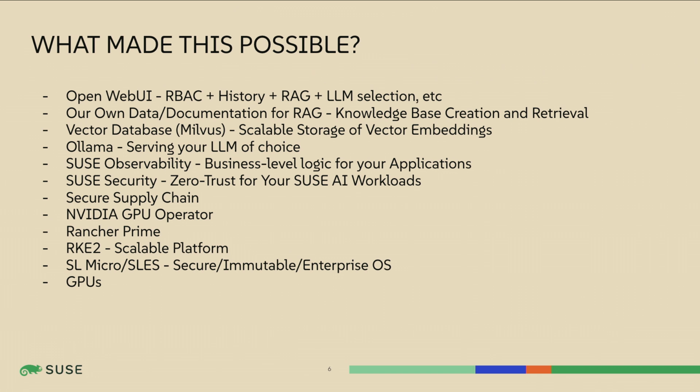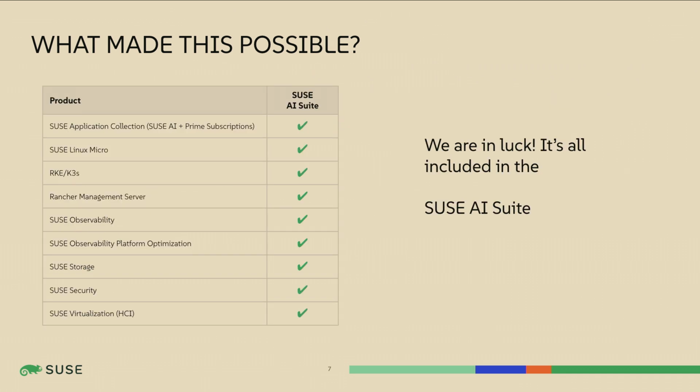And then, so that's our own data, and then Open Web UI, which is what we'll talk about a little bit as well. Now, that was all possible and easy to deploy because we have SUSE AI Rancher Suite, okay? The SUSE AI Suite, which includes all of those components, right? So the virtualization, security, storage, observability, Rancher, RKE, pretty much all the platform requirements to deploy these components, okay?